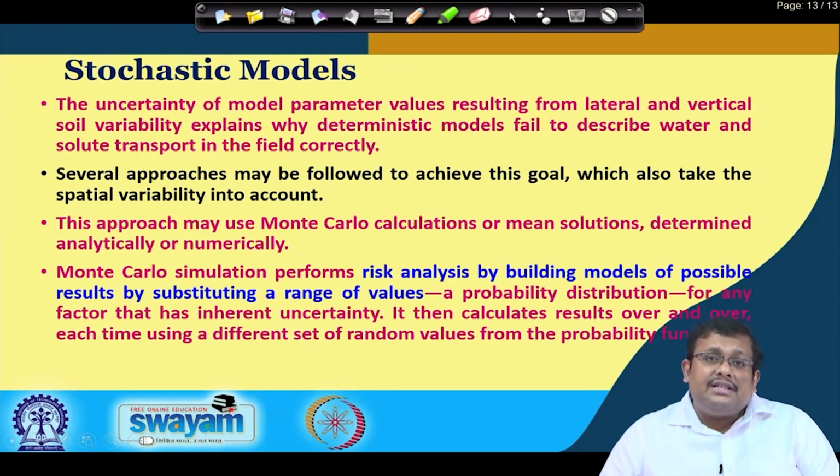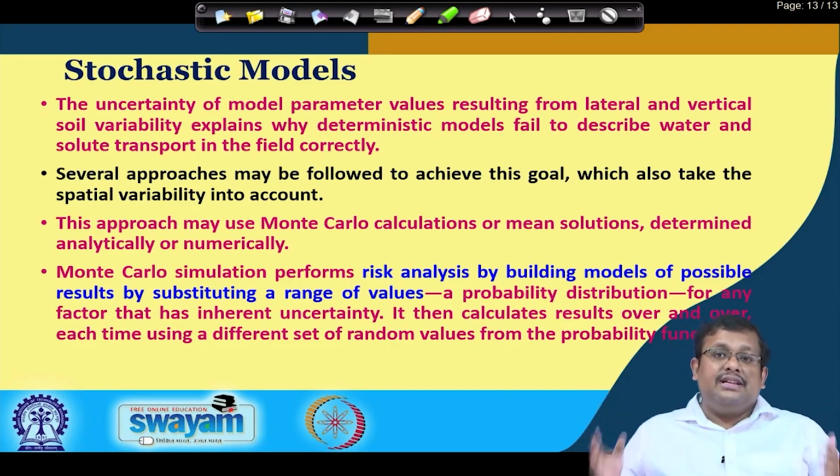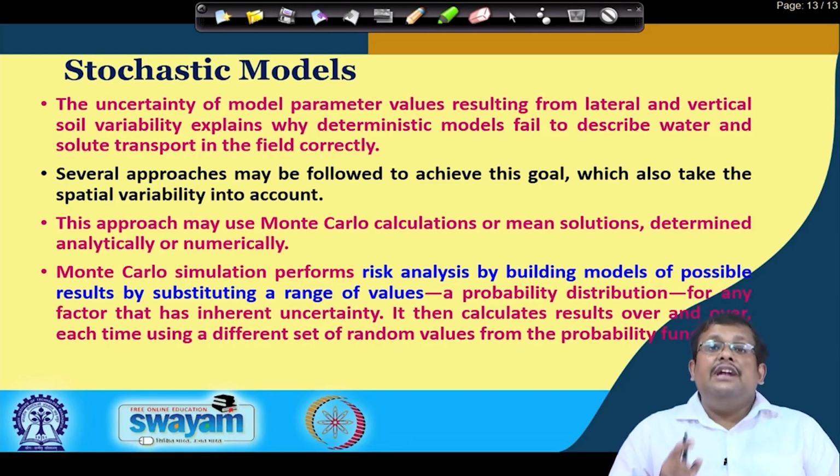Now, let us see what the stochastic model is. We have already seen the basic difference between the deterministic model and the stochastic model. Remember, the stochastic model is characterized by a sense of randomness. Now, uncertainty is one of the major parts of the stochastic model. So, uncertainty of model parameter values resulting from lateral and vertical soil variability explains why deterministic models fail to describe water and solute transport in the field correctly.